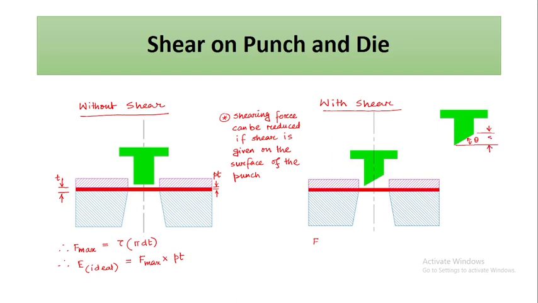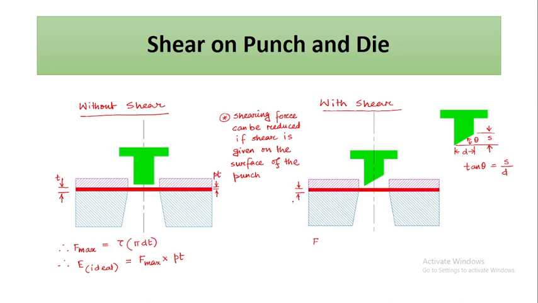Let this distance be S, and this distance be D, that is the diameter of the punch. So we can find the shear angle as tan theta, which we can write as S by D. Now in this case also, say this is the thickness.